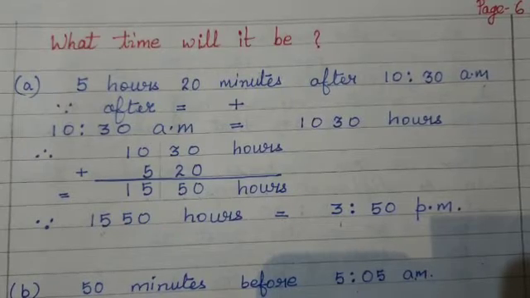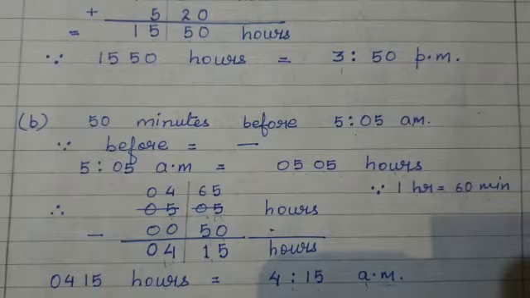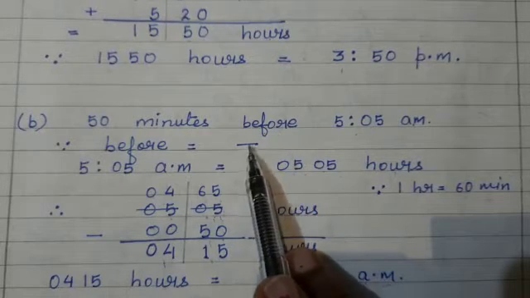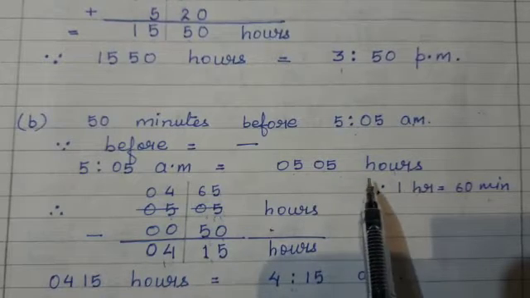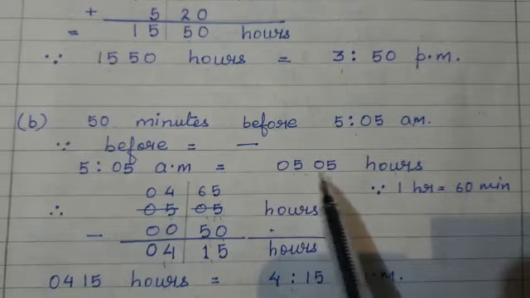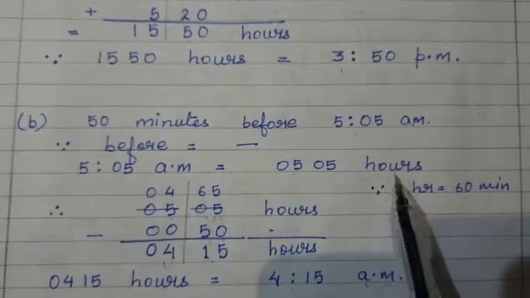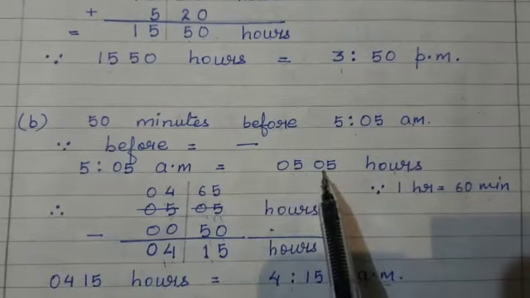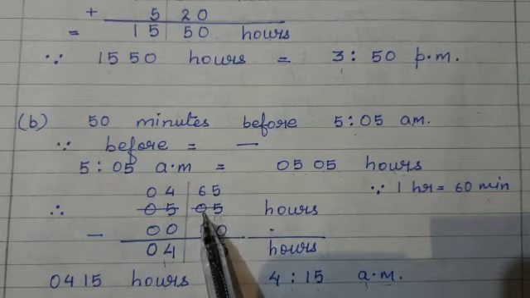Look at another example. Here it is asking in example number 2, 50 minutes before 5:05 am. So here it is asking before. Before means minus. So first of all, 5:05 am. When we convert it in 24-hour clock time, it will be represented as 0505 hours. So that means from this 0505 hours, we have to subtract 50 minutes. So 05 belongs to the hour segment and this 05 belongs to the minute segment. So when we subtract, we have to subtract this 50 minutes from this 05 minutes.